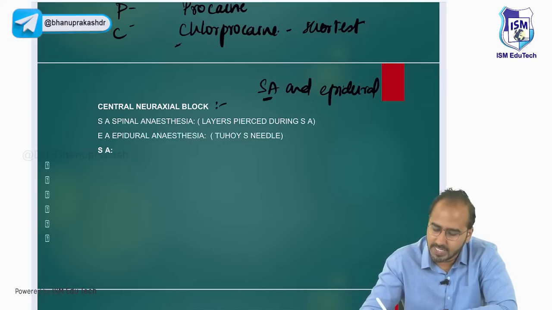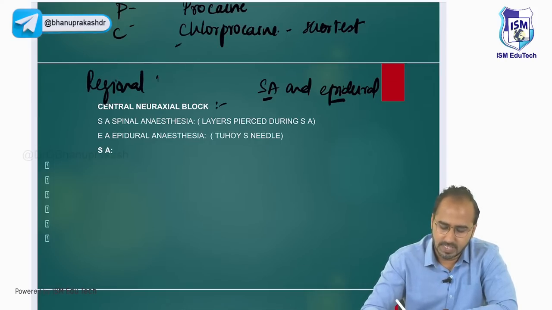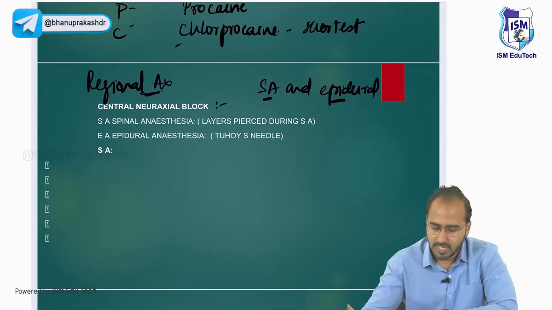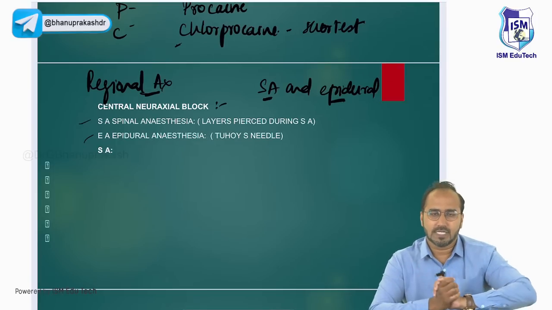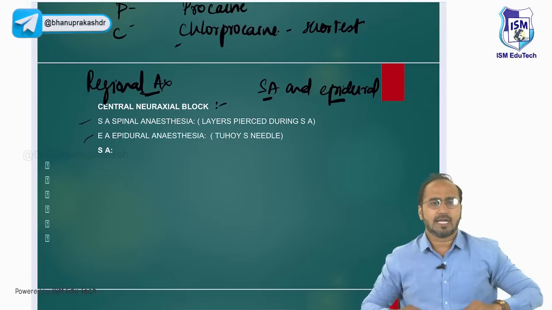Spinal and epidural anesthesia, right? Central neuraxial block is a part of regional anesthesia. It consists of spinal and epidural. Come on, guys, spinal anesthesia. Today at the start of our class, I told you spinal anesthesia is given for what surgeries?